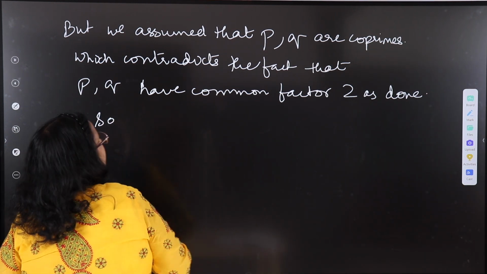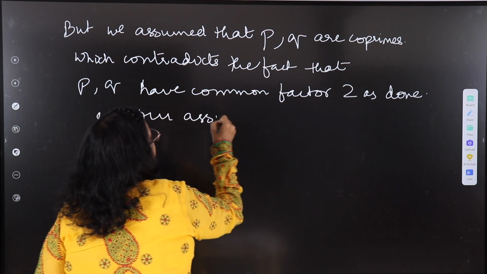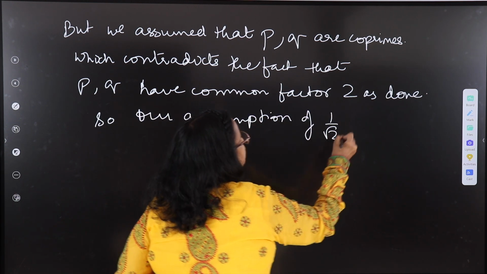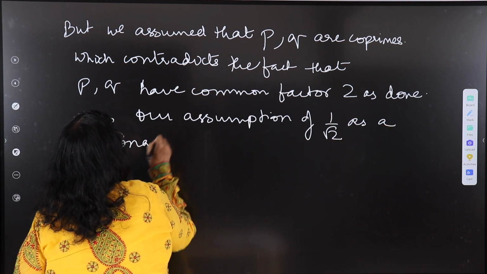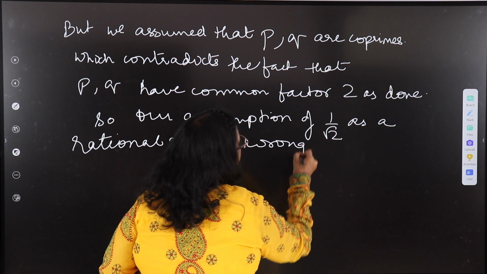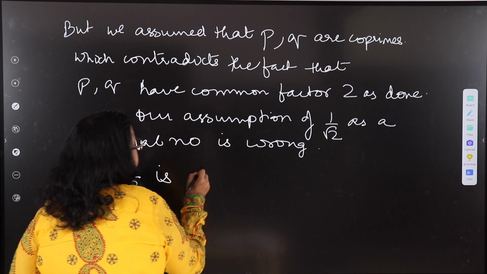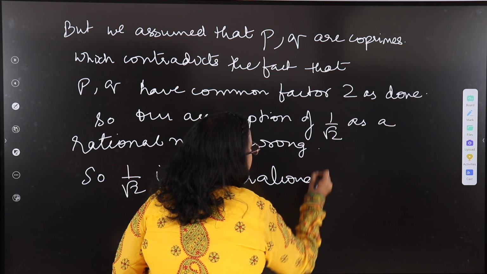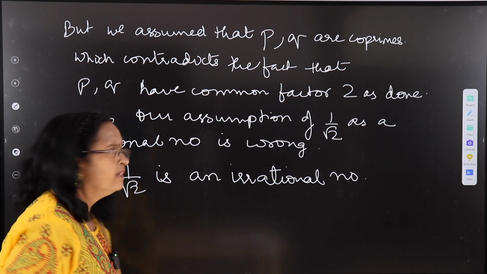So our assumption of 1 by root 2 as a rational number is wrong. So 1 by root 2 is an irrational number. All right, children? Okay.